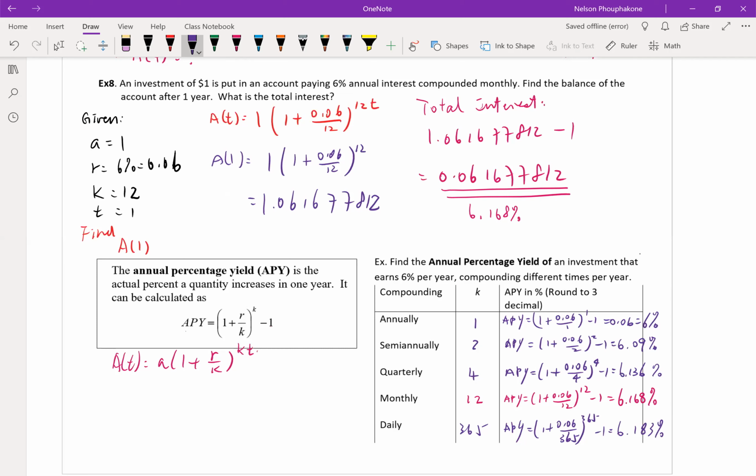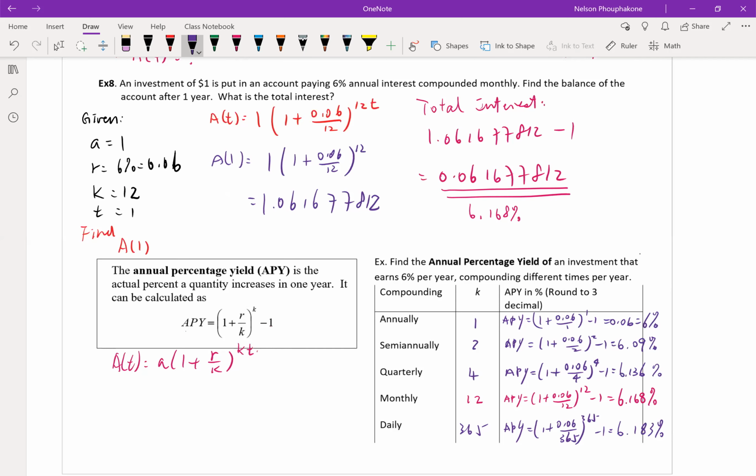Okay, so now one thing that I hope you notice, the bank pays you 6% per year. However, the return actually depends on how often you calculate the interest. The more often you calculate the interest, the better the return. Do you see that? 6%, 6.09, 6.136. When K is 12, then I have 6.168. But when K is 365, then I earn more. So this is the idea about compound interest. You earn the interest from the interest.